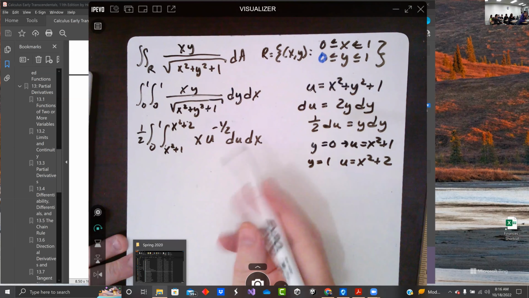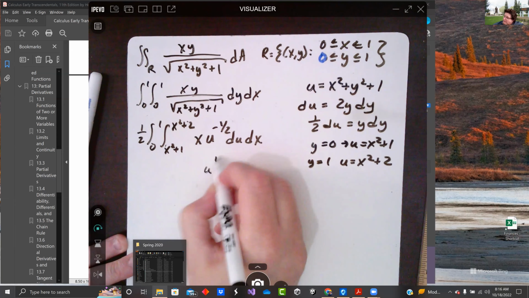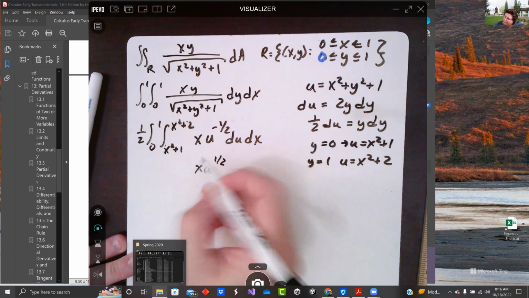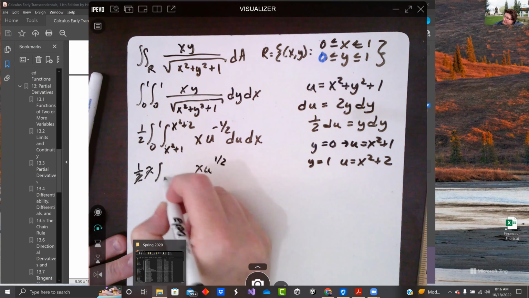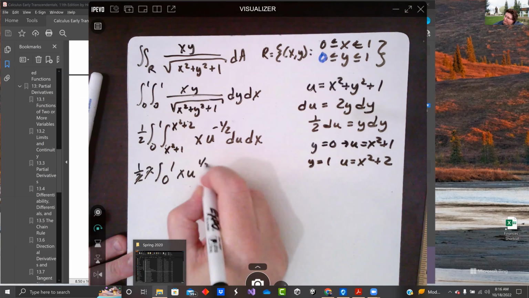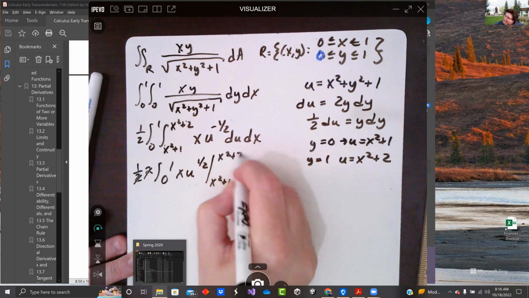So if we go up a power, we get the 1/2. And then multiply by the reciprocal, or divide by 1/2 would be multiplied by 2. The 1/2 and the 2 out front will cancel. We got 0 to 1, so x times u to the 1/2, u from x squared plus 1 to x squared plus 2, dx.